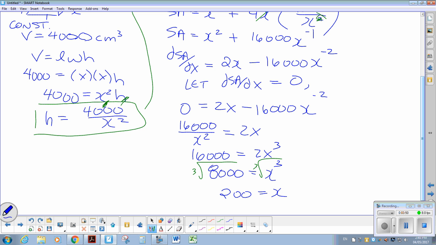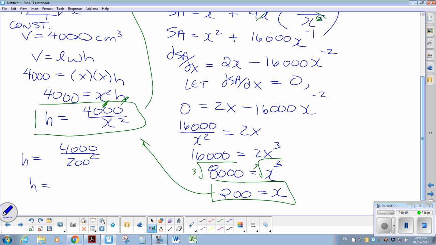All right. So that is my length and width. I can use that now to find my height. So height would equal 4,000 over 200 squared. So my height in this case would be, so the result with that would be 0.1. We're working in centimeters.